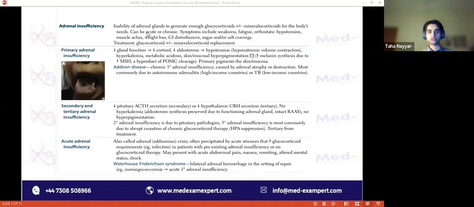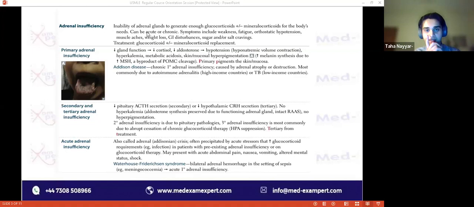So that's why in these individuals who are taking steroids for longer periods of time, whenever there is some sort of stress, you have to increase the dose of steroids or increase the dose of cortisol because these patients will need more to cope with that stress. And if you are unable to increase the dose of cortisol or these steroids, they can develop Addisonian crisis and they can develop shock and their condition can worsen. So a very important question stem that you should know.